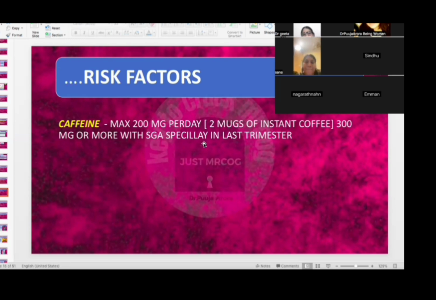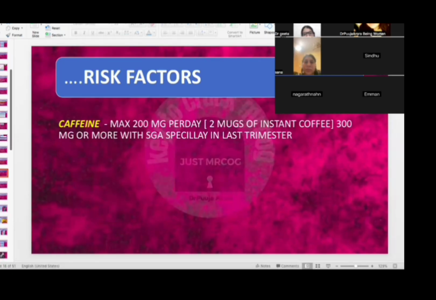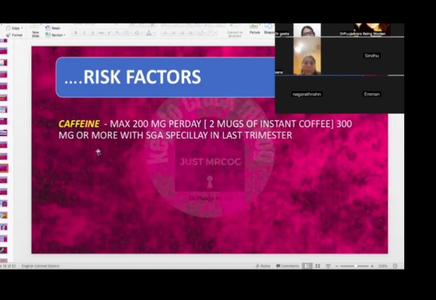Now caffeine: maximum 200 milligram per day, that is 2 mugs of instant coffee. 300 milligram or more is associated with SGA, especially if taken in the last trimester of pregnancy. So these are the risk factors. Now we'll talk about any risk factor in the current pregnancy and if there is any marker.